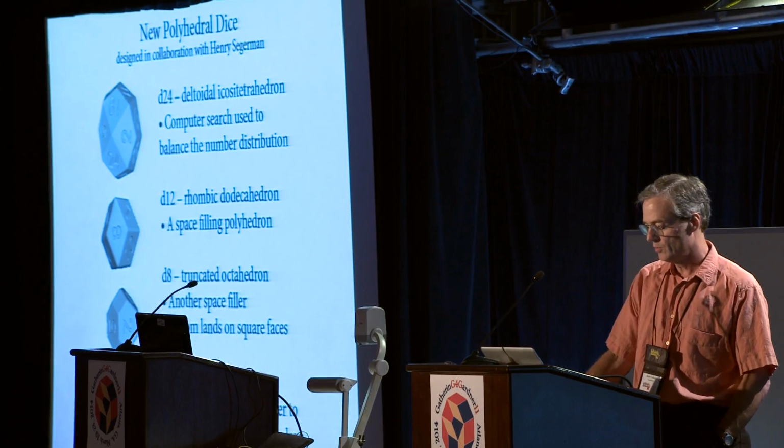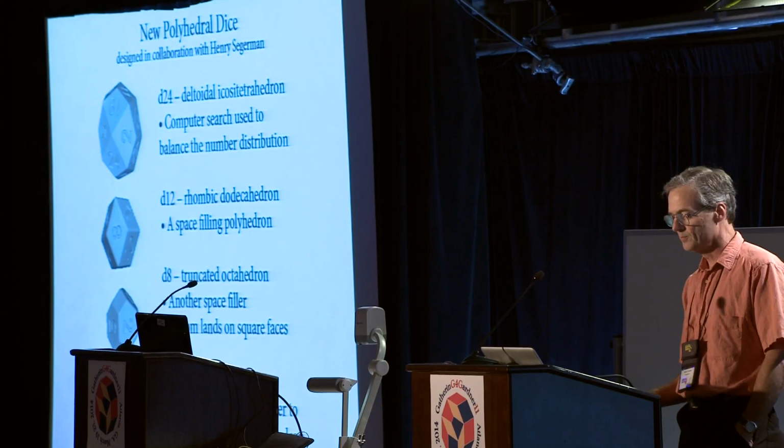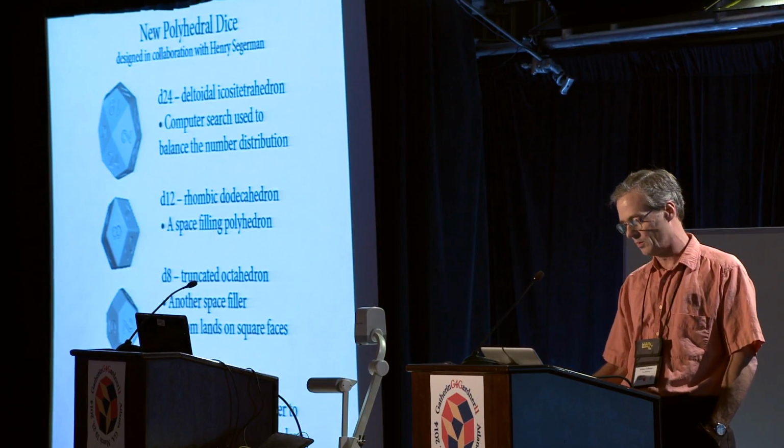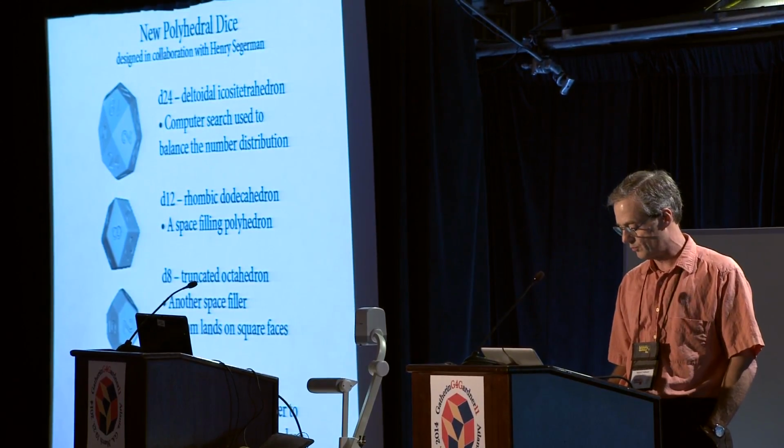And there's a truncated tetrahedron. This has the advantage that the numbers face up. It's easier to pick up and also tumbles a little bit better. And that landed on the triangle about 3% of the time when I tested the prototype.